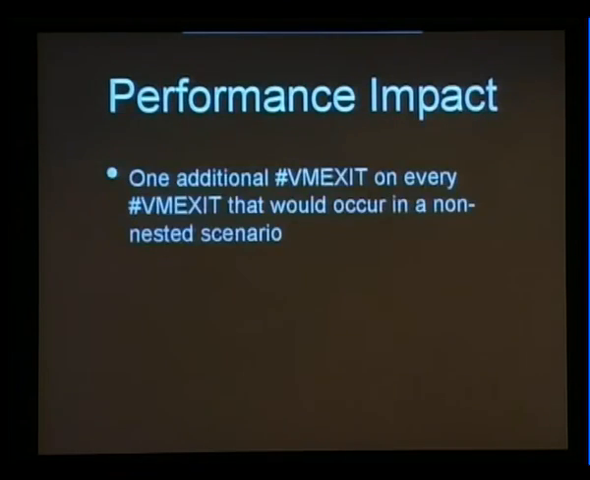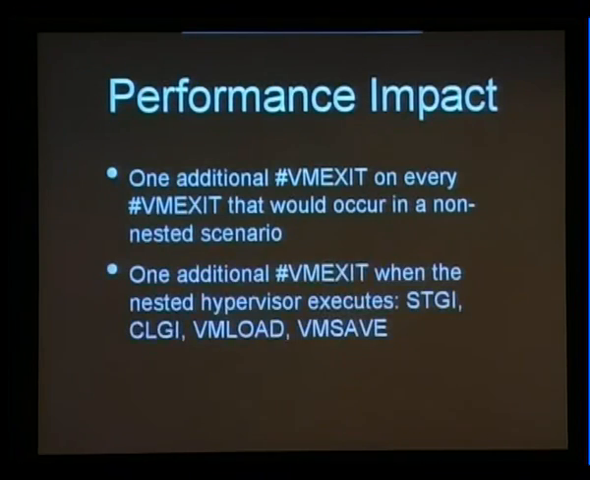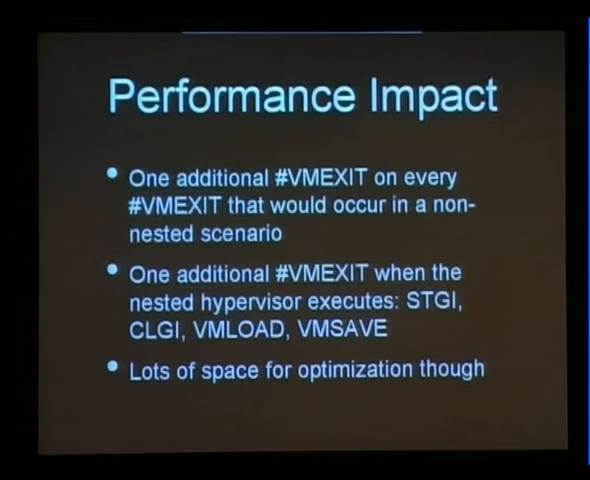A few words about performance impact. As you saw in the general picture of nested virtualization for AMD, it introduces only one VM exit on every original VM exit that should happen in the system. Also, we have to intercept STGI, CLGI, VMload, and VMsave instructions, in addition to VMrun, for example, which is an obligatory intercept. We also have to intercept everything that the nested hypervisor intercepts, of course. We have lots of optimization space here.